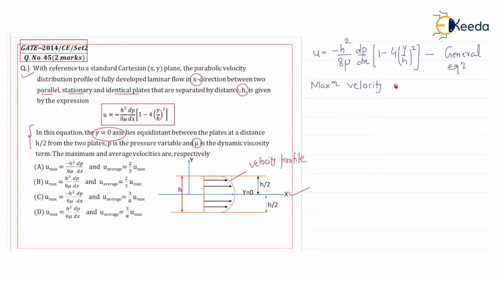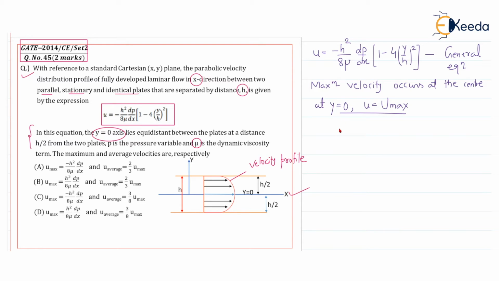Maximum velocity occurs at the center, that is between the two plates, exactly between the two plates. So at y equal to 0, look at this condition, at y equal to 0 we are having u equal to u max. So we are putting this condition in the given equation.